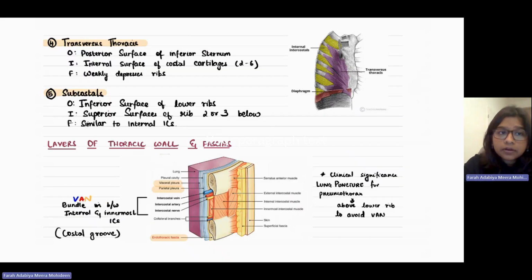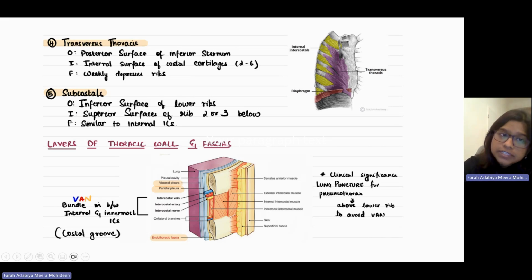Now, the fourth muscle that we'll talk about is the transversus thoracis. You can see in the picture, the purple muscle is what we're going to talk about. It originates from the inferior part and the posterior surface of your sternum, and they insert into the internal surface of your ribs, mainly in the cartilage parts, right? And they insert into ribs 2 to 6, and it can vary from person to person, right?